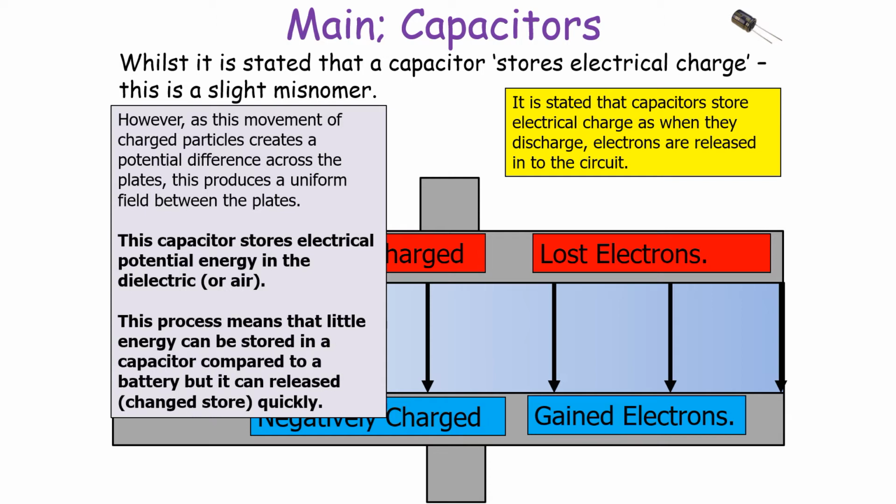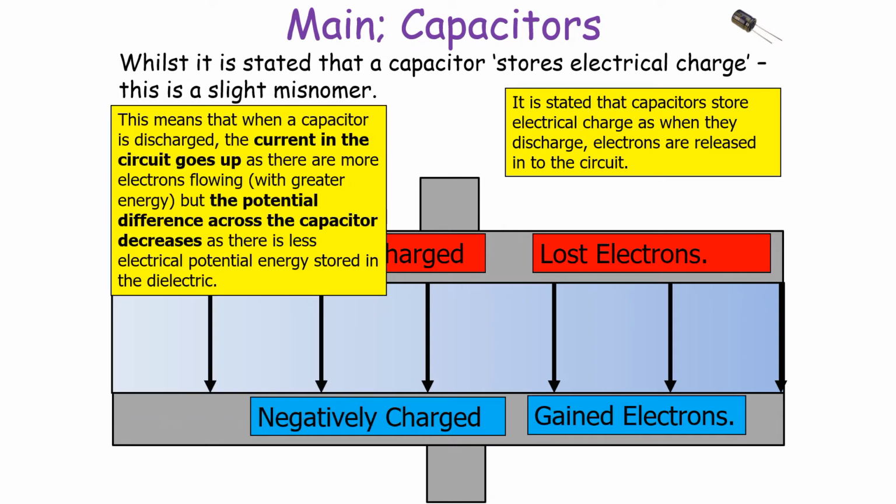Now, this process means a little energy can be stored in a capacitor compared to a battery, but it can be released very quickly. So it's important to note that when a capacitor is discharged, the current in the circuit goes up as there are more electrons flowing, but the potential difference across the capacitor decreases as less potential energy is stored in the dielectric.